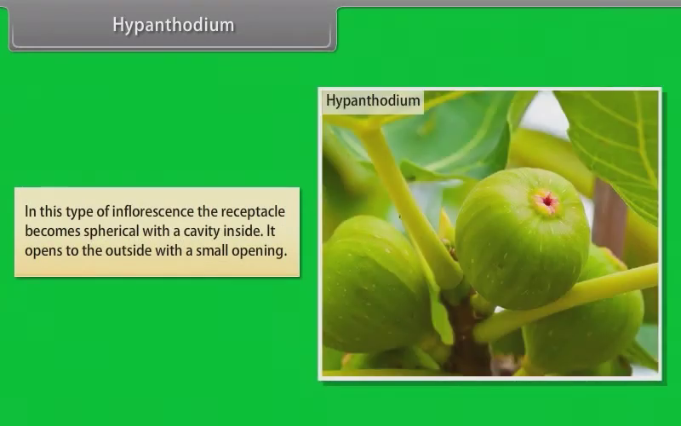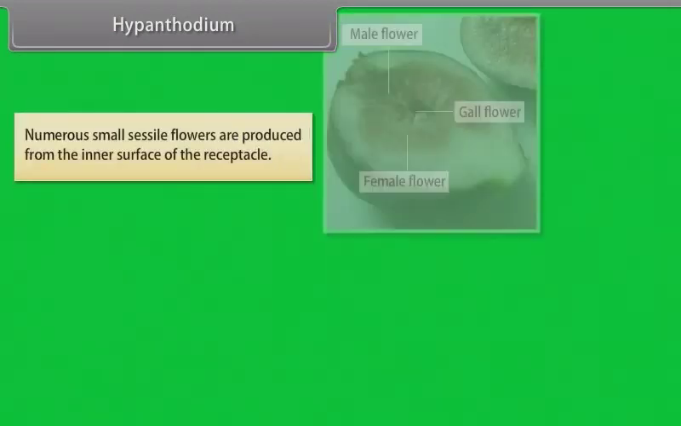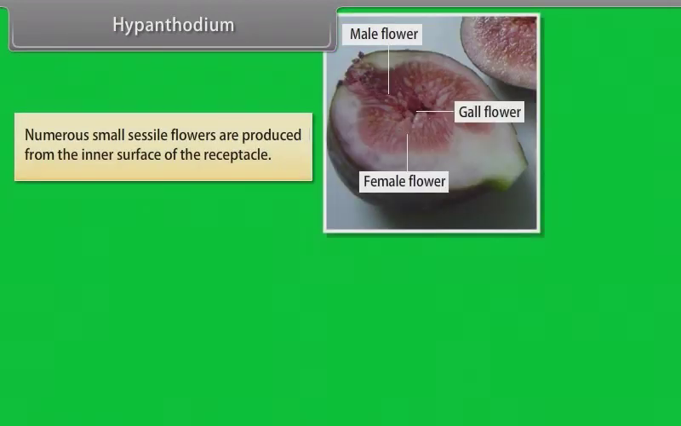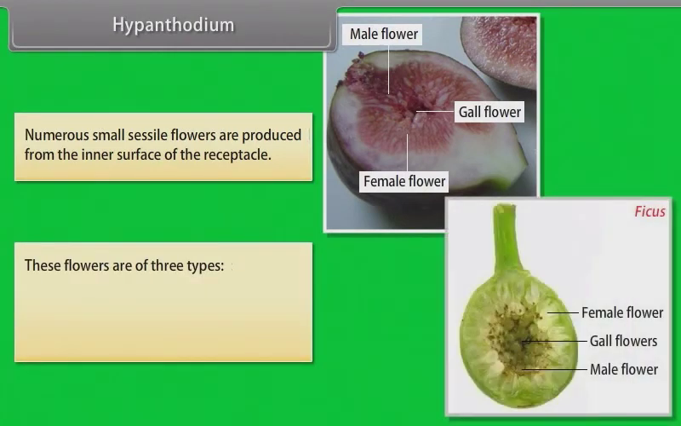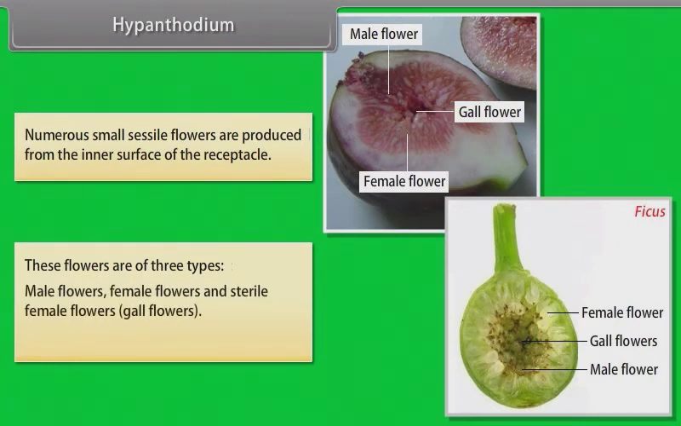Hypanthodium. In this type of inflorescence, the receptacle becomes spherical with a cavity inside. It opens to the outside with a small opening. Numerous small sessile flowers are produced from the inner surface of the receptacle. These flowers are of 3 types: male flowers, female flowers, and sterile female flowers, gall flowers. Example, ficus.